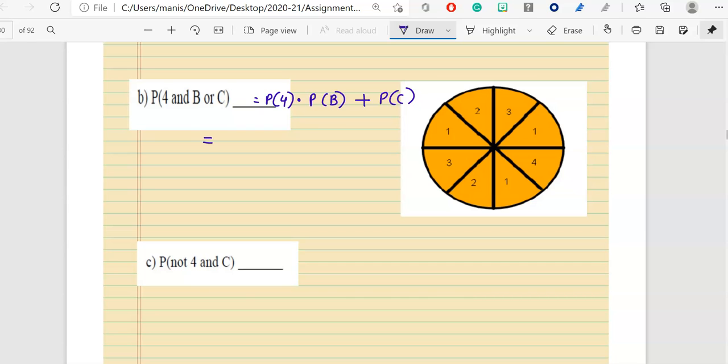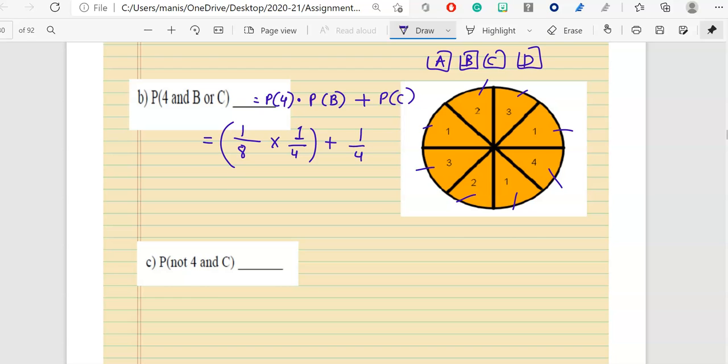Probability of finding 4. First, how many sections are here? 1, 2, 3, 4, 5, 6, 7, 8. How many 4s are here? Only 1. So 1 over 8 is the probability of this, times P of B. You remember they said how many cards we are having? 4 cards. This is a continuation of the same question. P of B means I have a total of 4 cards and only 1 B. Plus P of C. Again, P of C is the same thing. So I will first solve this part. It will give me 1 over 32, plus 1 over 4.